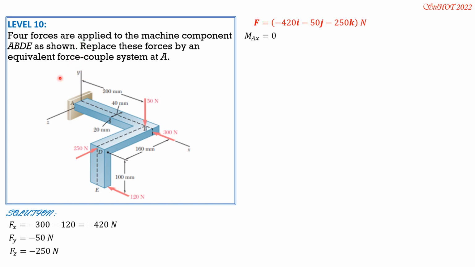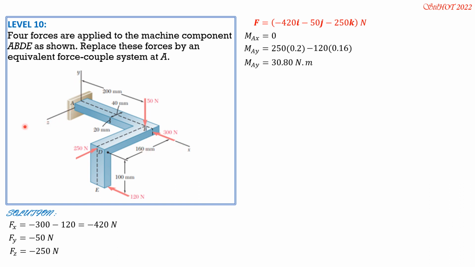Right thumb towards the y-axis, the positive sense would be in that sense. Positive moment about AY is that sense, which is the same sense as 250 times 0.2, 0.2 meter, 200 mm. So that's positive. And this is opposite sense, 120 times 0.16. So therefore, moment about AY is positive 250 times 0.2, then minus 120 times 0.16. So MAY is 30.8 Newton meter.